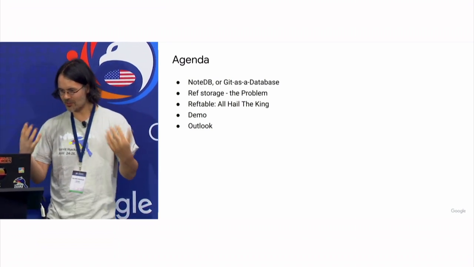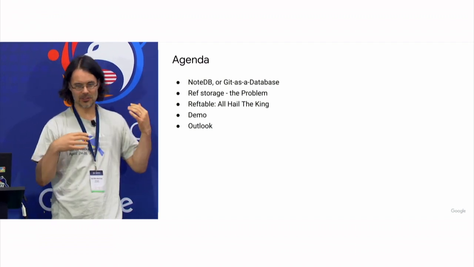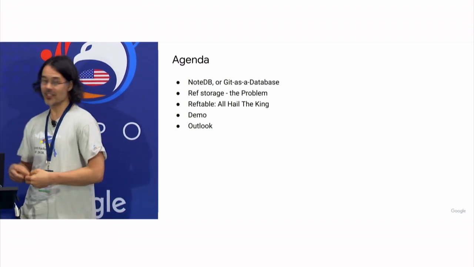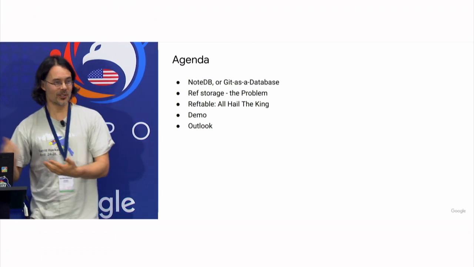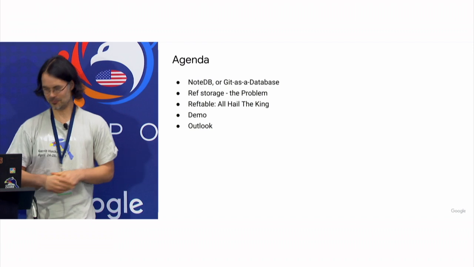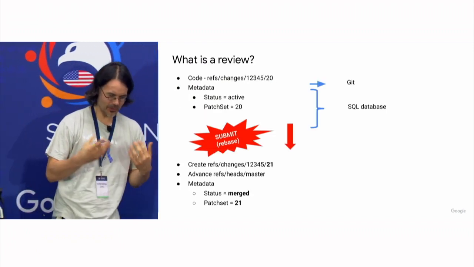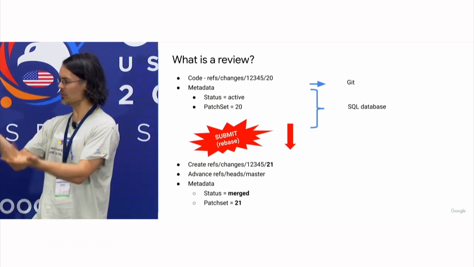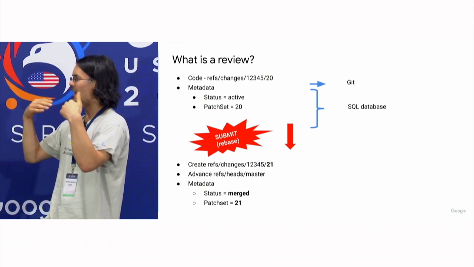So first I want to explain why we're doing it, and then I'll explain why this is actually a difficult problem. And then the savior will come, and the savior is called reftable, and I have a small demo as well. And so to start, we first need to think about what is a code review. A code review is basically code, and then people talking about code. So it's code and metadata.